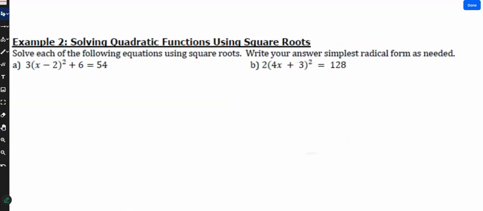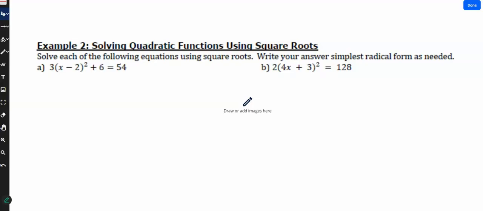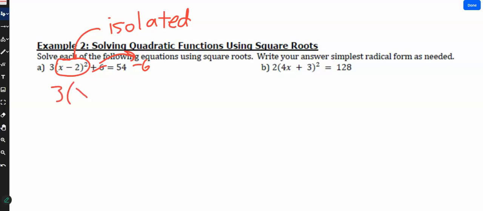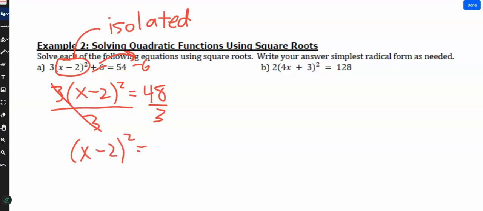Now, the other situation that we talked about was when you have things that are already perfect squares. All right, now, before we can get to the square root, we've got to get this thing isolated. So that means get it alone, right? So the 6 is going to come over. Oops, what am I crossing off that for? Crossing off this. Put that on the other side. That would give me 48. Then I divide by the 3, divide by the 3. Those cancel. X minus 2 quantity squared equals 16.